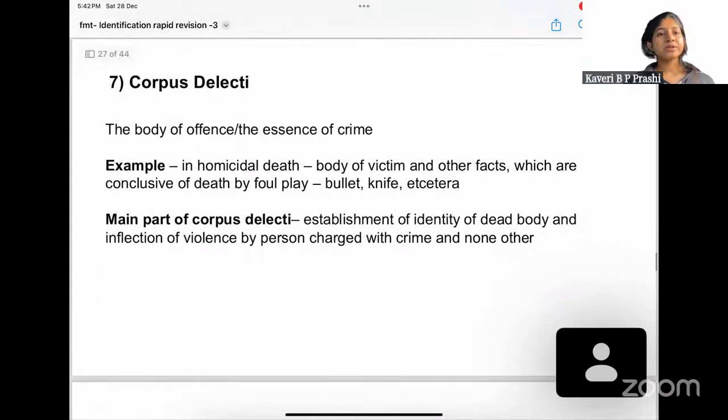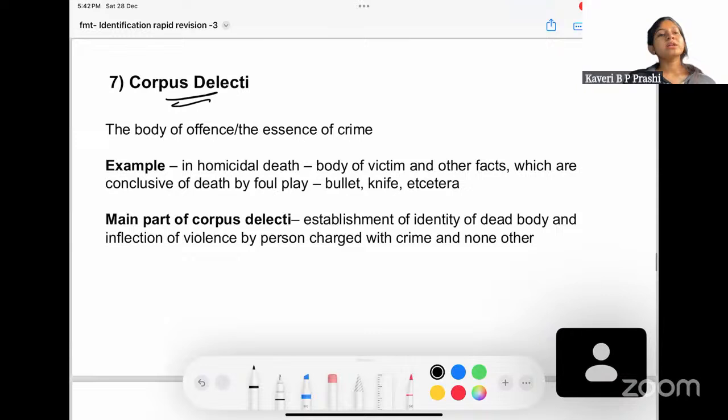Coming to the next question, corpus delicti. What do you understand by corpus delicti? The body of the offense or the essence of crime. The most important thing of a crime is called corpus delicti. So we look at what is the most important thing in a crime. For example, in a homicidal death, the body of the victim and other facts which are conclusive of death by foul play, like bullet, knife, etc.